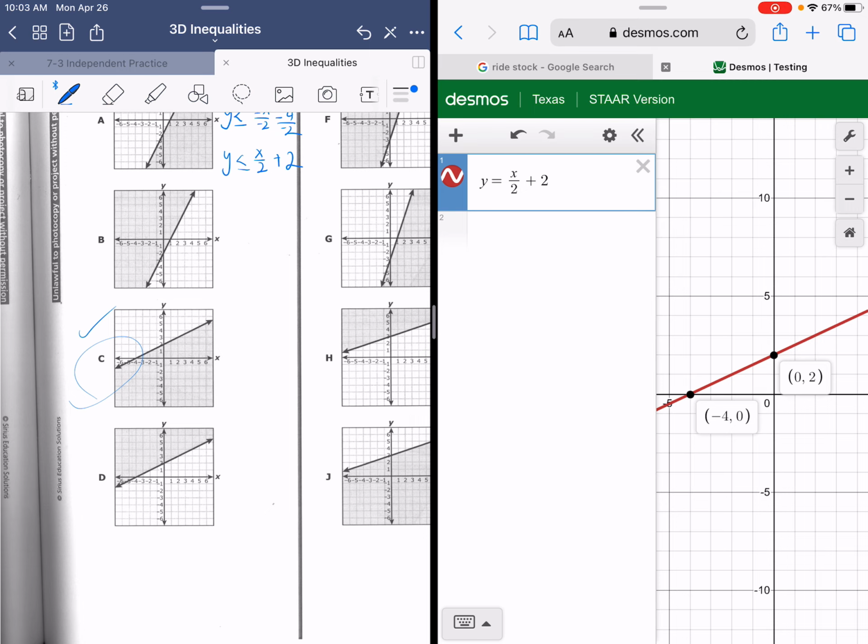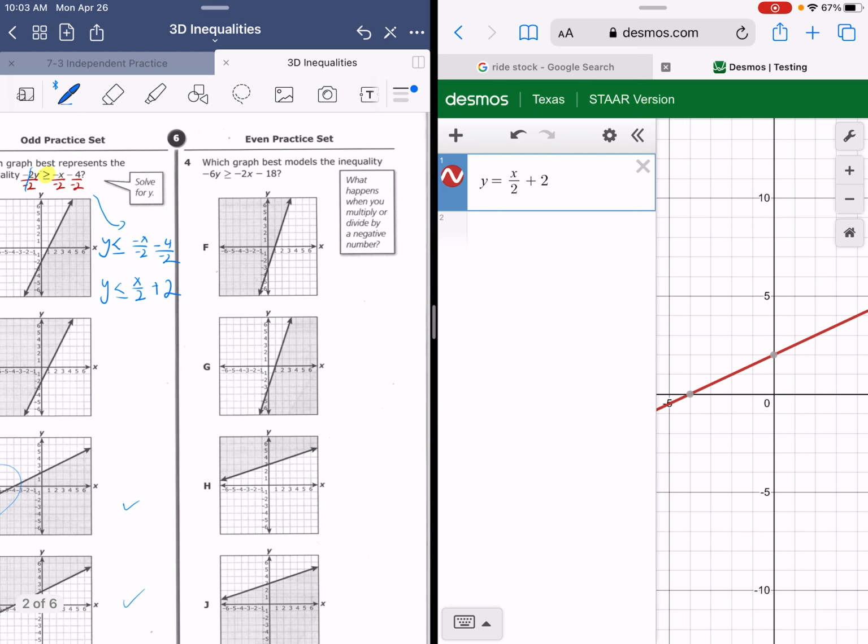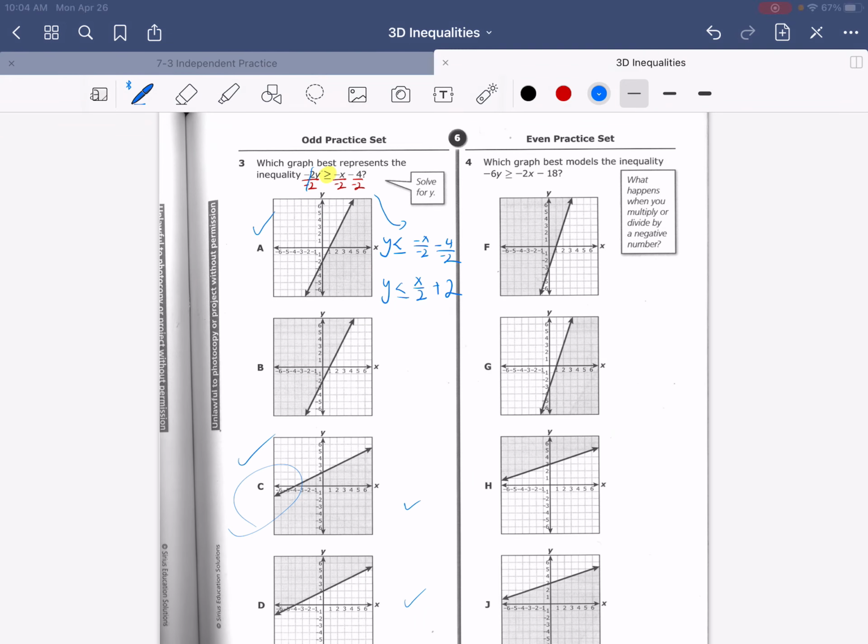If I were you, what I can do is, by just graphing it, it's going to be just C or D, not even looking at A. So that's another way. Let's do this question together as well.